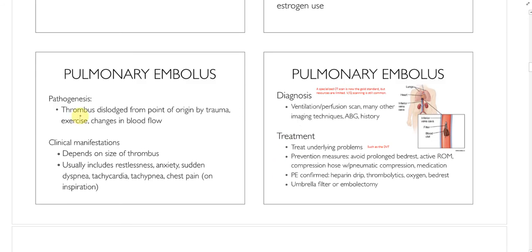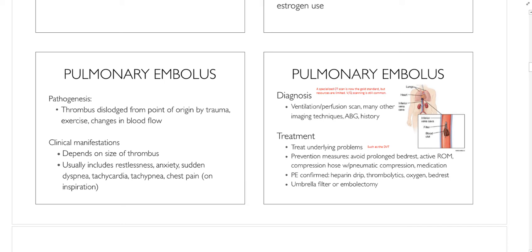So the thrombus, for example, may be dislodged from a DVT by trauma or by exercise or by changes in blood flow, travels up to the heart, and the first place it's going to go from being in the venous system is going to be the lungs, because it goes through the heart on the right side, comes in the vena cava, goes to the right atrium, right ventricle, out the pulmonary arteries, and goes straight to the lungs. And so the lungs kind of work as these giant blood clot filters.